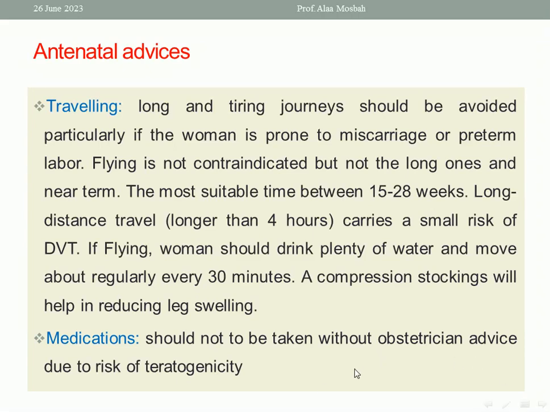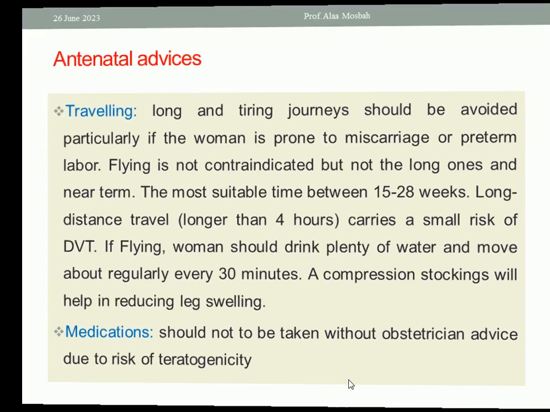What about medications during pregnancy? Medication shouldn't be taken without obstetrician advice due to risk of teratogenicity. Some medicines are associated with teratogenicity and can cause congenital fetal malformation. So we should give the patient the safest one, with prescription guided by the obstetrician only.